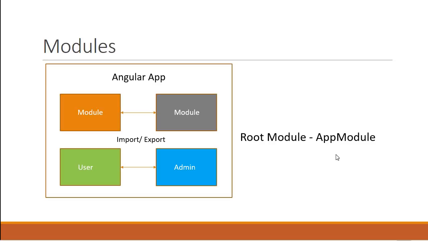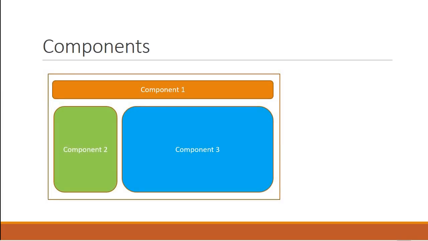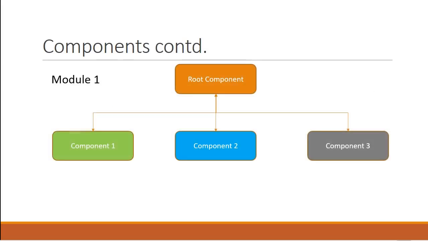Now each module is in turn made up of components and services. A component controls a portion of the view on the browser. For example, we can have a component for navigation, one for sidebar, and one for the main content. But again, your Angular application will have at least one component, which would be the root component of your application. And this is again called the app component by convention. All other components will be nested inside this root component.